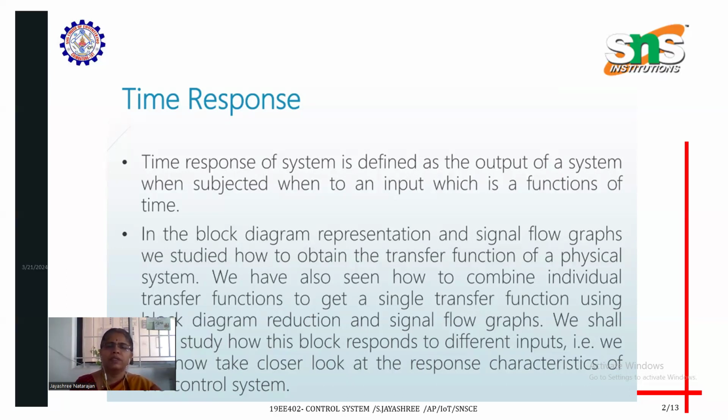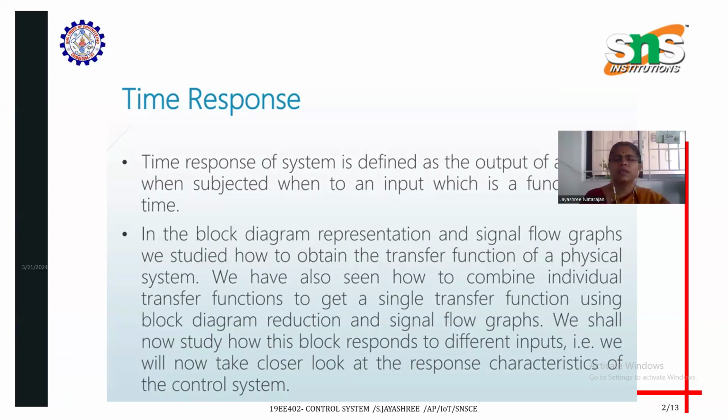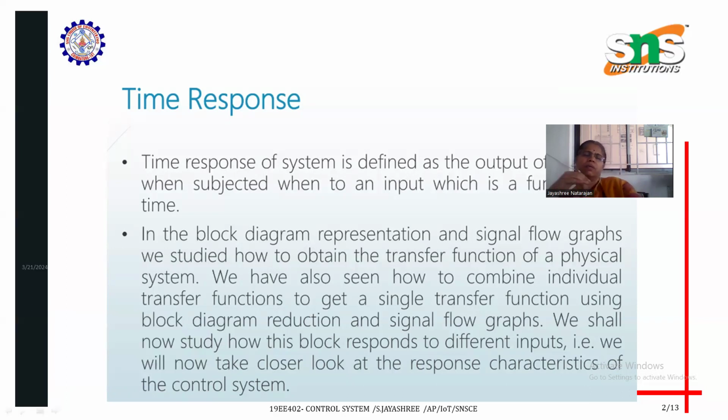In block diagram representation and signal flow graphs, we studied how to obtain the transfer function of physical systems. We have also seen how to combine individual transfer functions into a single transfer function using the block diagram reduction technique and signal flow graphs. We shall now study how the system responds to different inputs. We'll take a closer look at the response characteristics of control systems. So time response is the output of the system, how it responds based on various inputs.